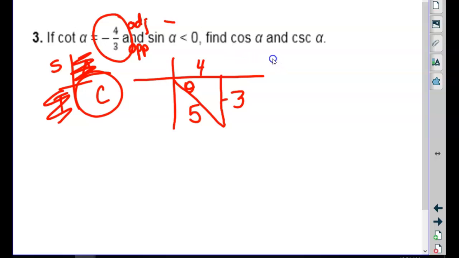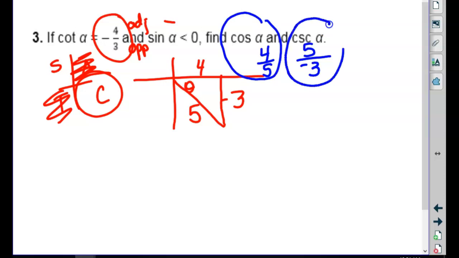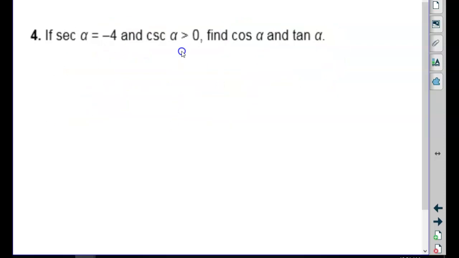Okay, cosine is adjacent over hypotenuse. Cosecant would be hypotenuse over opposite. I think I did those right. Anybody disagreeing? Any questions? Do we need to do another one?